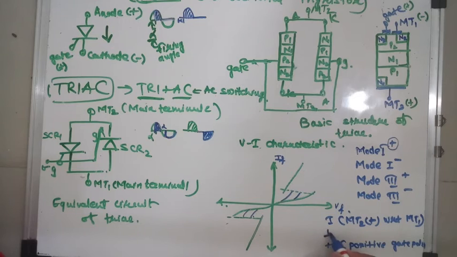Now, in the same way, negative means MT2 is positive with respect to MT1. And what is the third quadrant? Third means MT1 is positive with respect to MT2, and negative means a negative gate pulse.